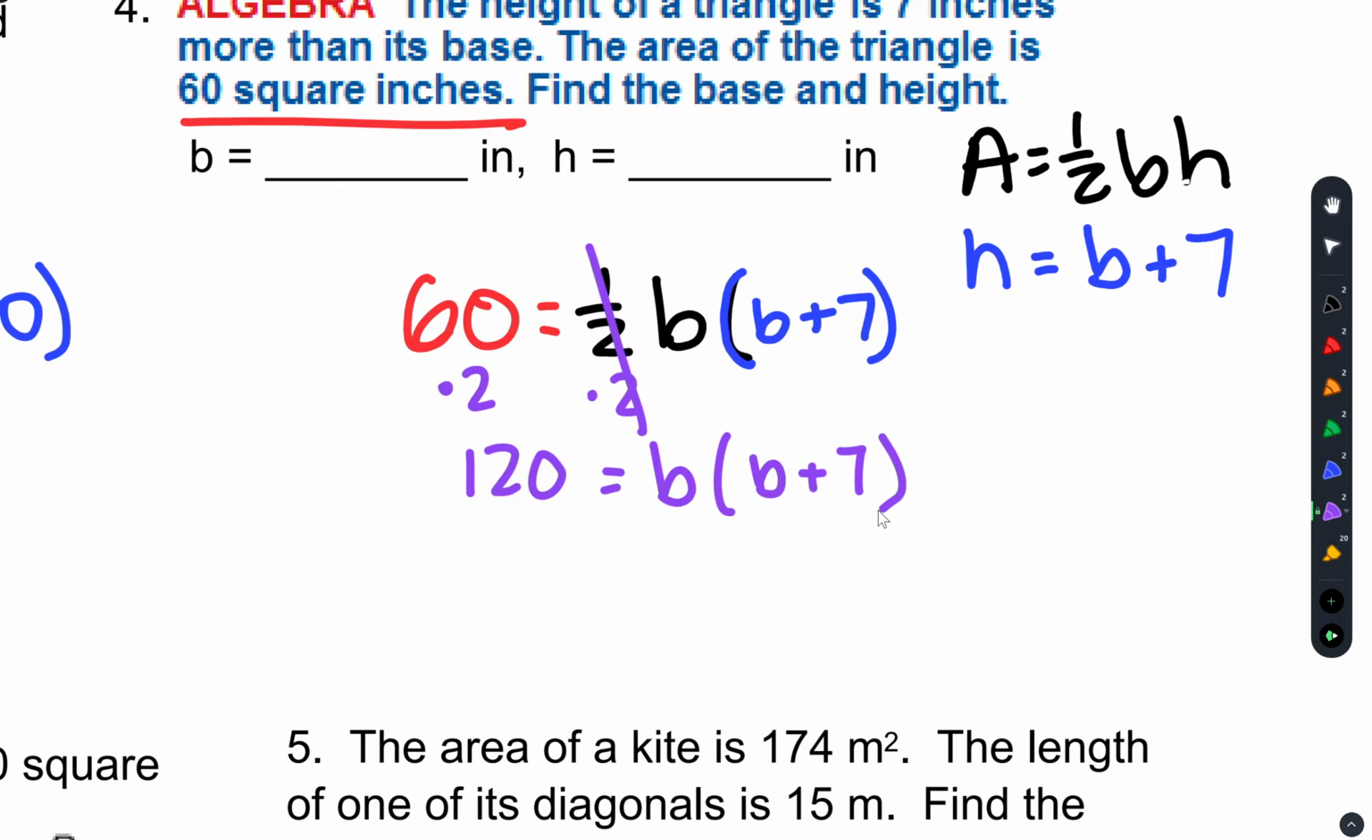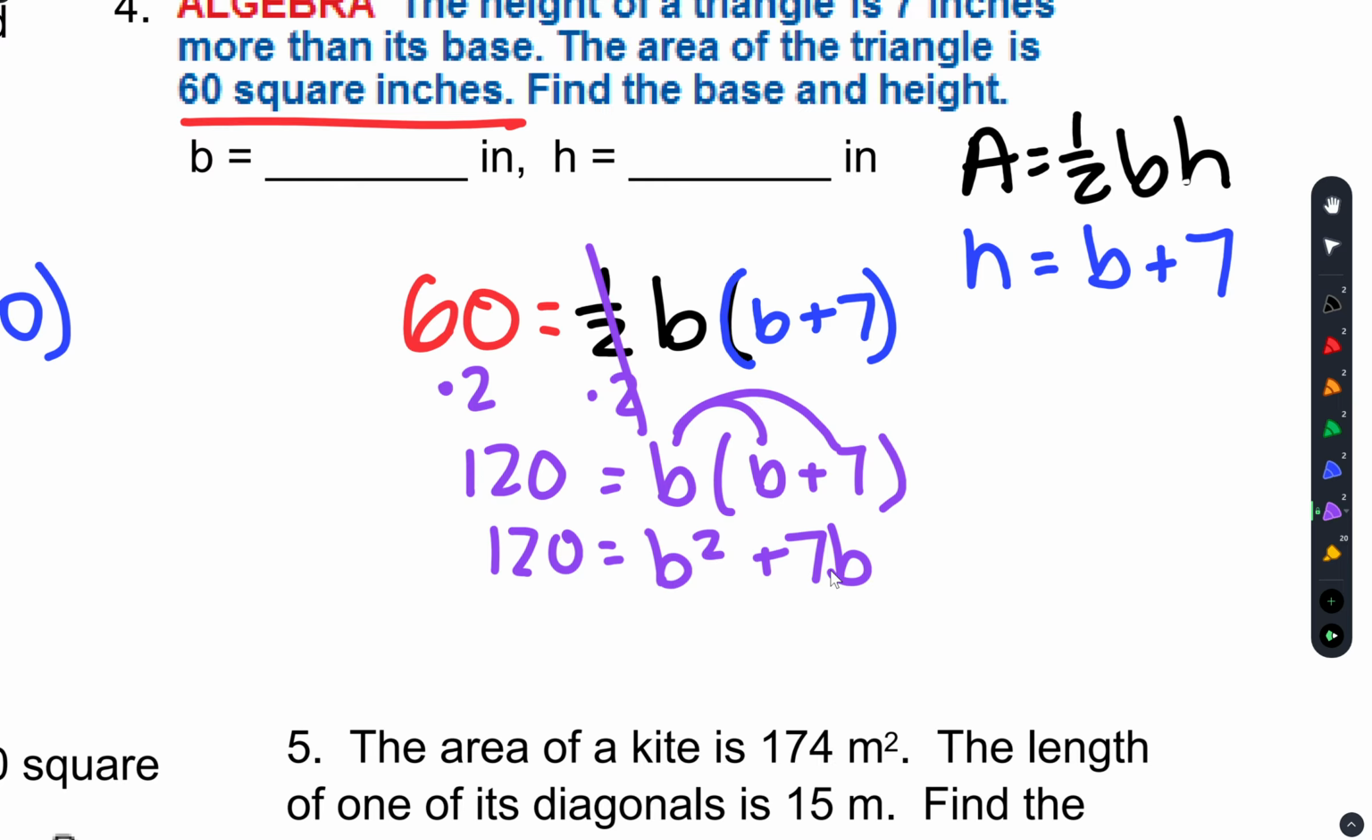kind of similar to that last one we did, but I have a plus sign in the middle. Anytime I have a plus or a minus sign in the middle, and I've got a number out front that I'm trying to multiply, I have to do distribution. So this is 120 equals B times B, which is B squared, plus 7B. Do not forget to distribute.